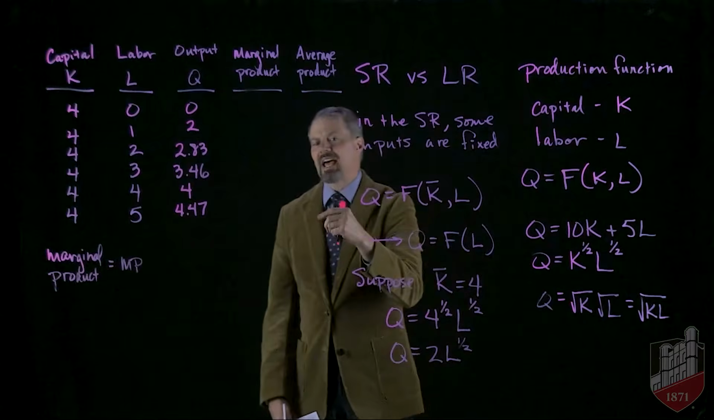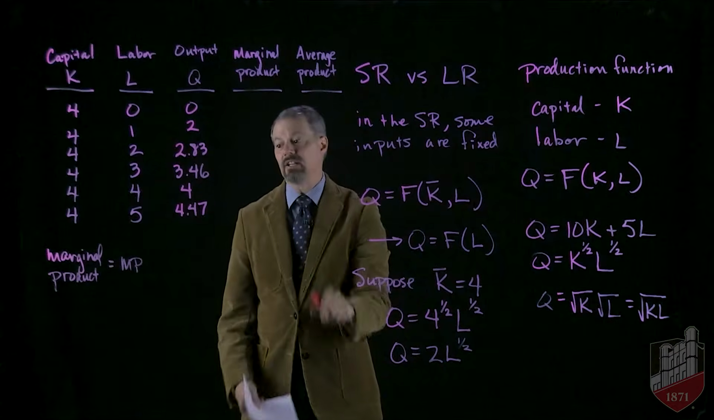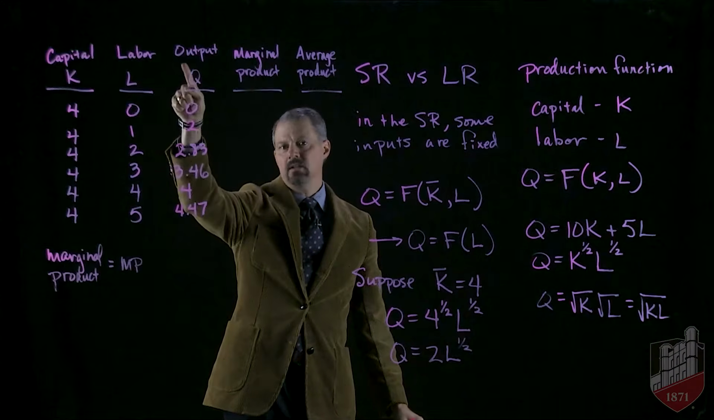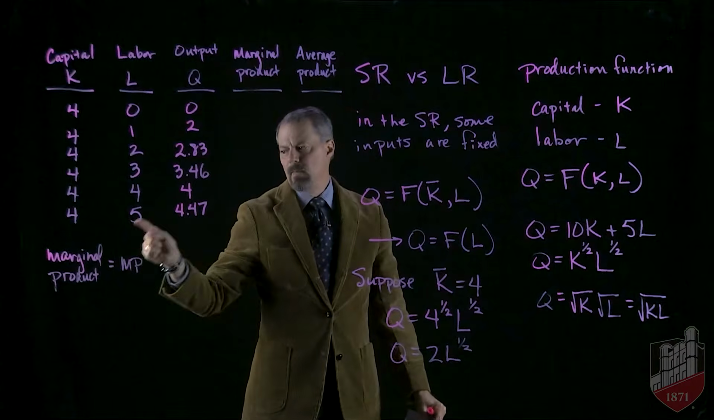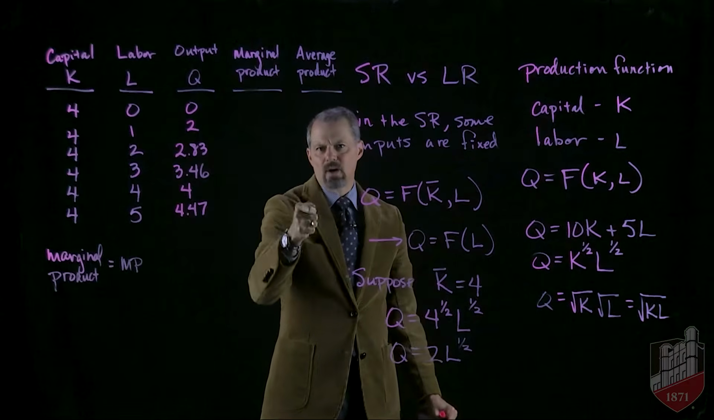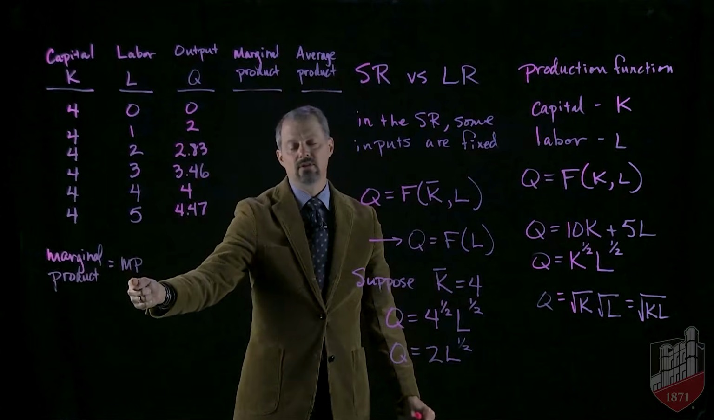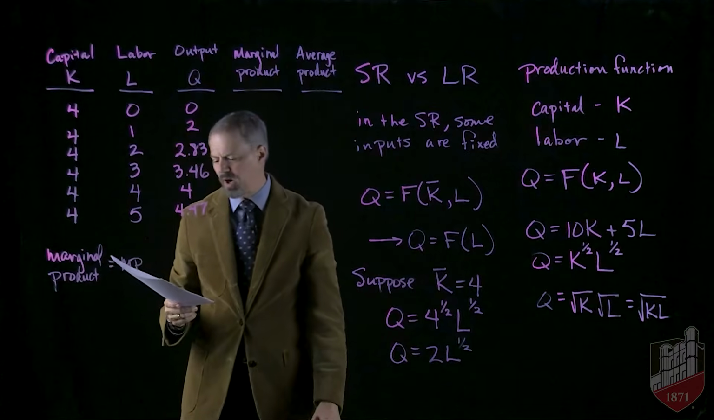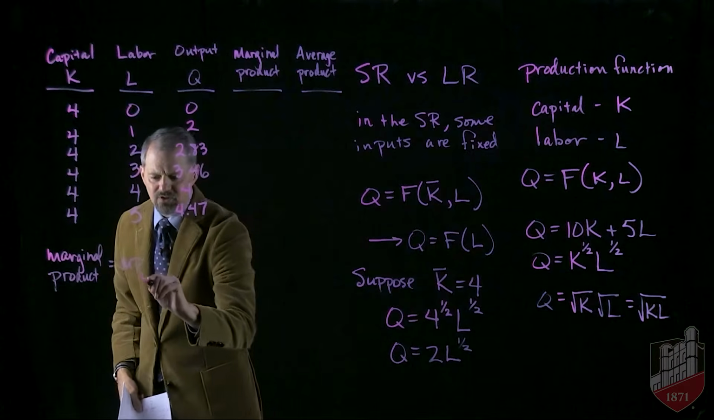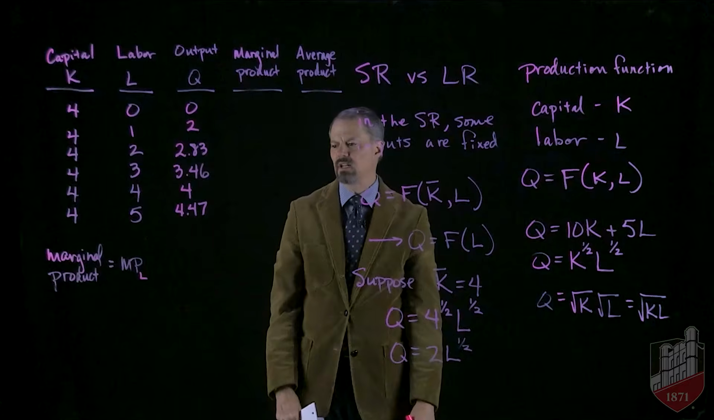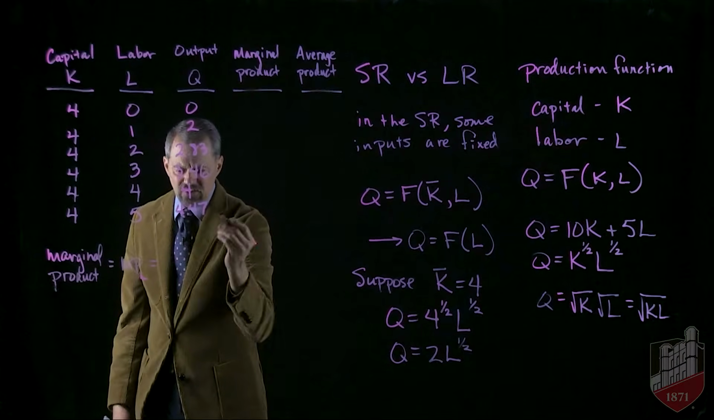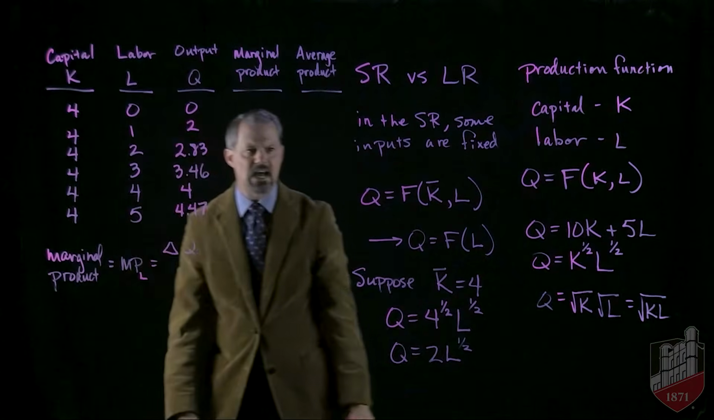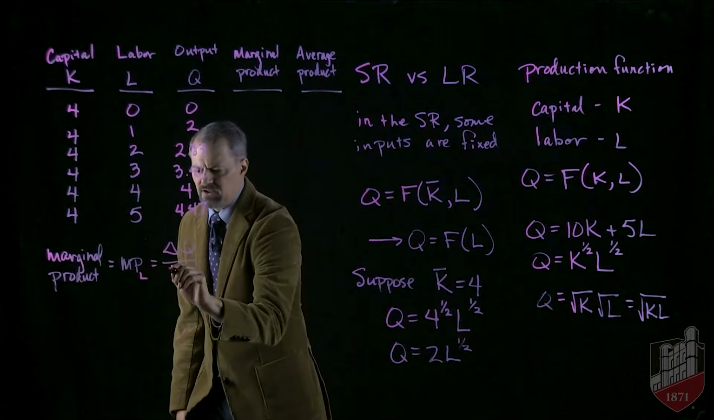Marginal product is just how much total output changes, or total product changes. Sometimes we call this total product. A lot of times I just call it output. But marginal product is how much total product changes when you change an input. So here we would be thinking about the marginal product of labor, so I would put a little subscript there. This is how we write the marginal product. It's the change in total product, the change in output, when we change labor.